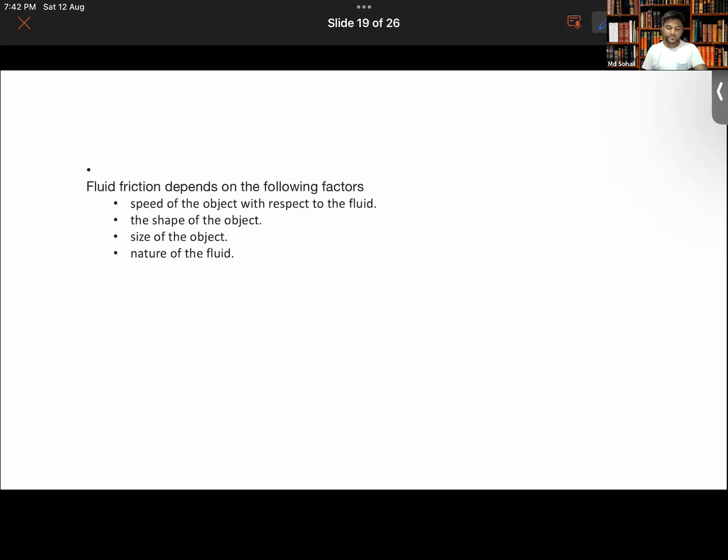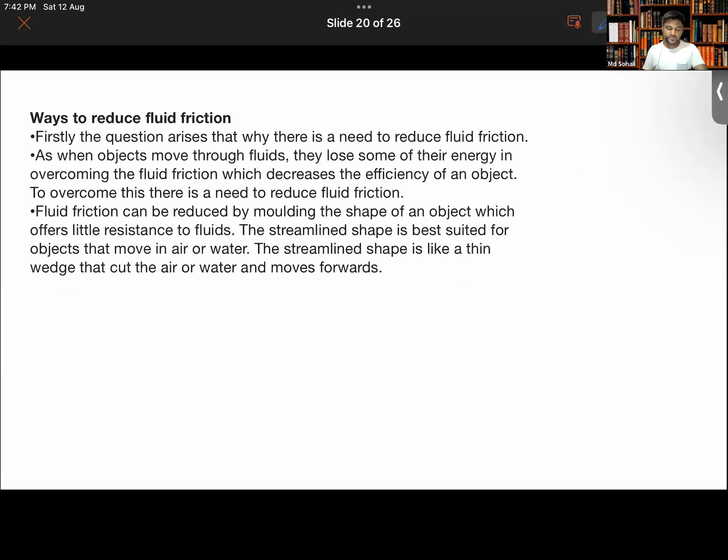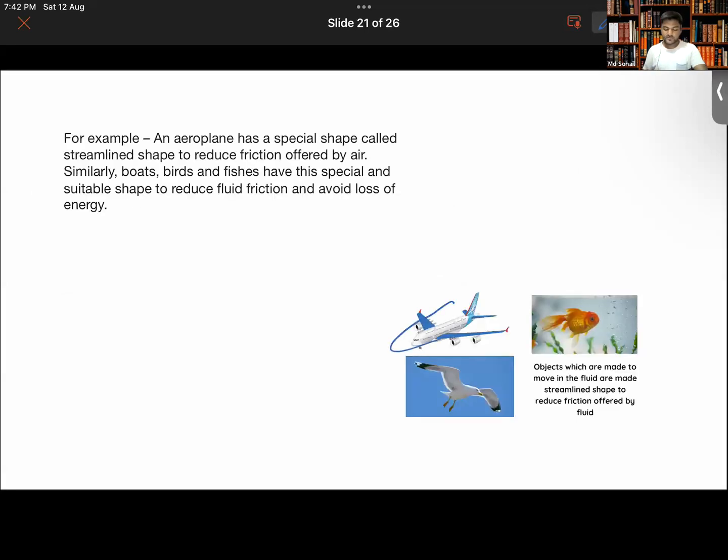Exactly. So see their shape here. See the plane shape of the bird. In fact, the bones of the bird, you see, they are hollow, very light, and the wings give them flight. These are objects or organisms made to move in a fluid. They have a streamlined shape to reduce the friction. In fact, the shape of cars, racing cars especially, is also streamlined, the aerodynamic shape, right?